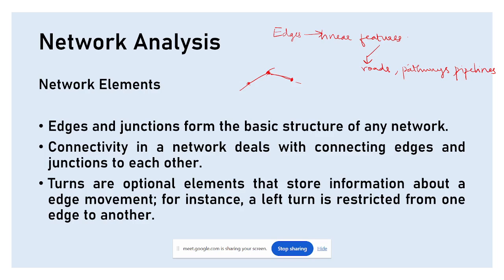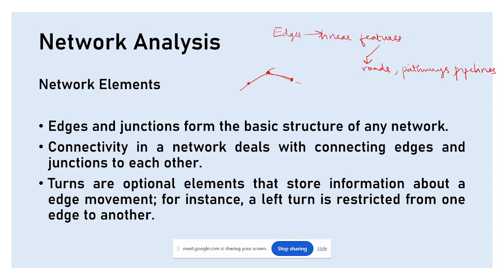Need not go into that much detail. Now they can be directed, like a one way street, or they can be undirected, like bidirectional roads, one way road or two way, whatever it is. So a good example of an edge element is a street network where each road segment is an edge.